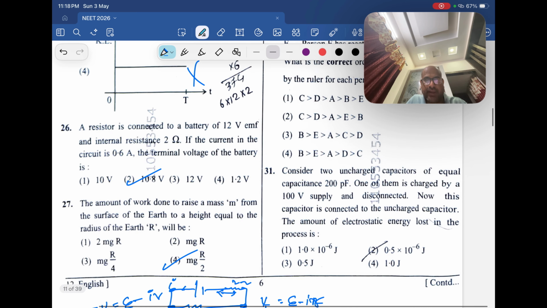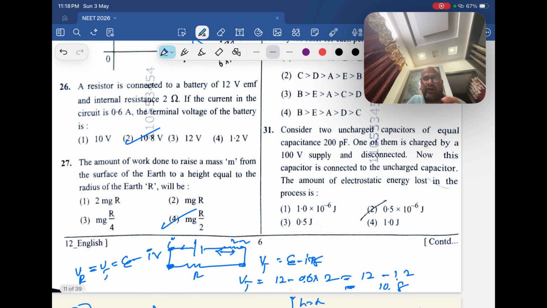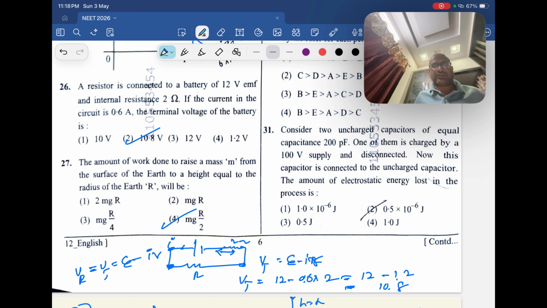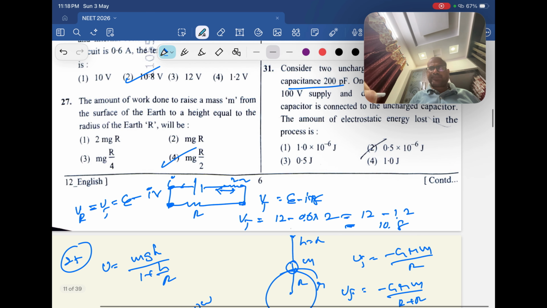Then, consider uncharged capacitors of equal capacitance 200 picofarad. One of them is charged by 100 volts and disconnected. Now this capacitor is connected to the uncharged capacitor. What is the amount of electrostatic energy lost in the process? You can find the initial potential energy, then calculate the energy stored in the capacitors after connection, which is the final potential energy. The difference in energy is the energy lost.